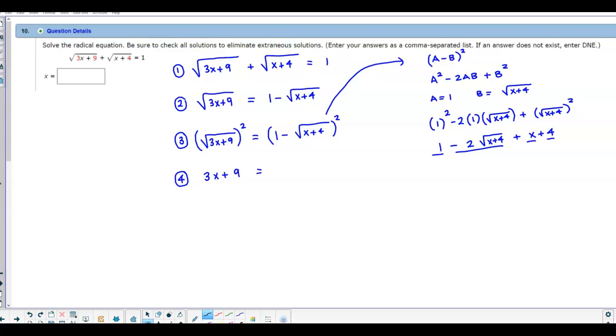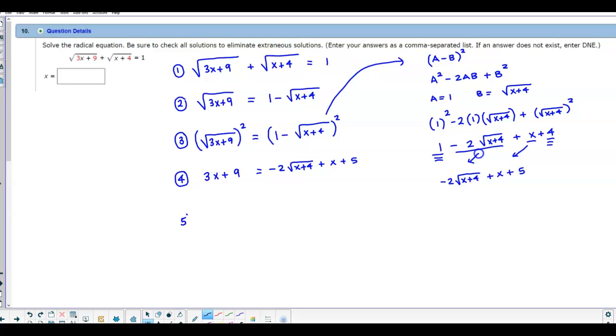So we're going to combine like terms. So the first term we're going to write here is negative 2 times the square root of x plus 4. And then it's going to be plus x. And then we're going to combine the 1 and the 4. So 1 plus 4 is going to give us 5. So now over here we're going to write negative 2 times the square root of x plus 4 plus x plus 5.